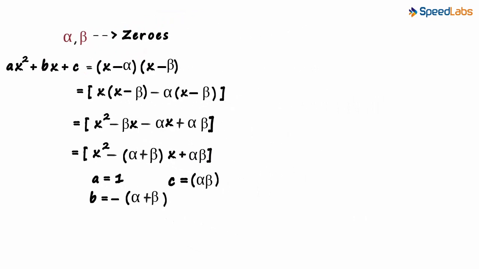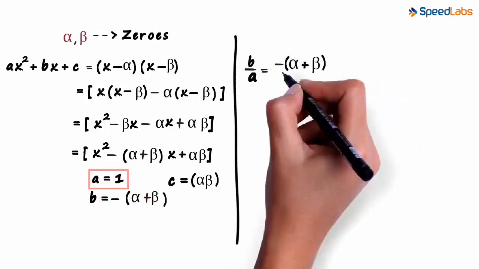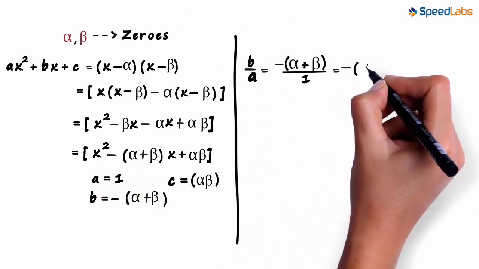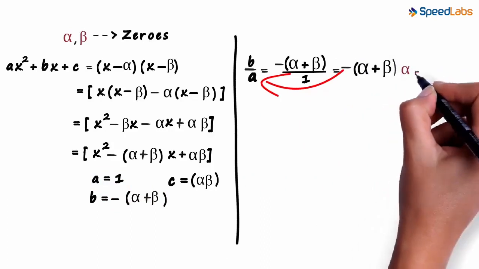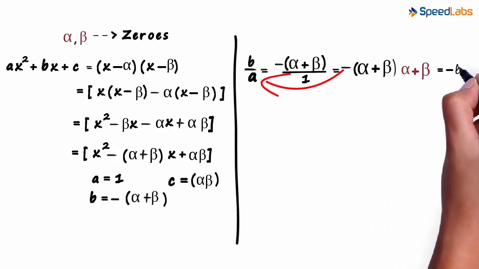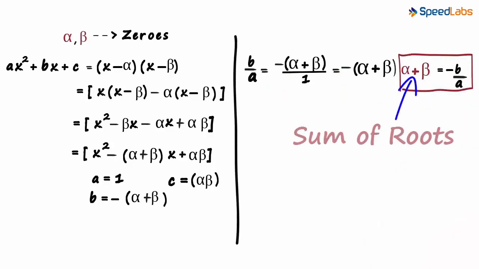But let us go one step further. We divide b by a. Don't worry, you will soon know why we are doing this. b is minus (alpha plus beta) and a is 1. It equals minus (alpha plus beta). Taking this minus sign to the other side, we can say that alpha plus beta is minus b by a. Now you're probably getting a hint of what we are up to. This is the sum of roots.